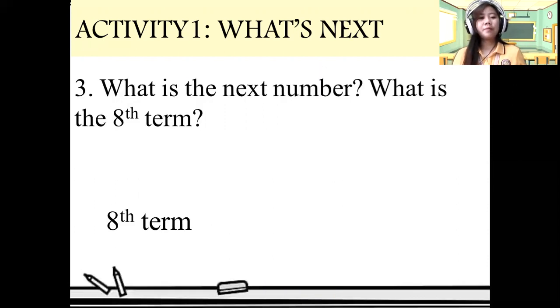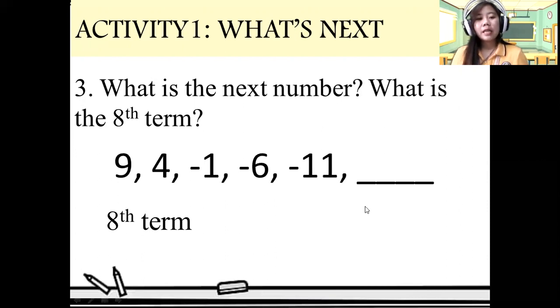Okay, next. What is the next number and what is the 8th term? Okay, what is the question all about? 9, 4, -1, -6, and -11. So, what do you think is the number? Okay, or what is their common difference? So what do you think is their common difference?